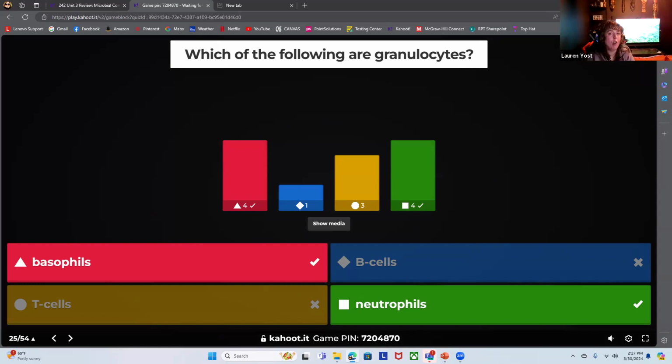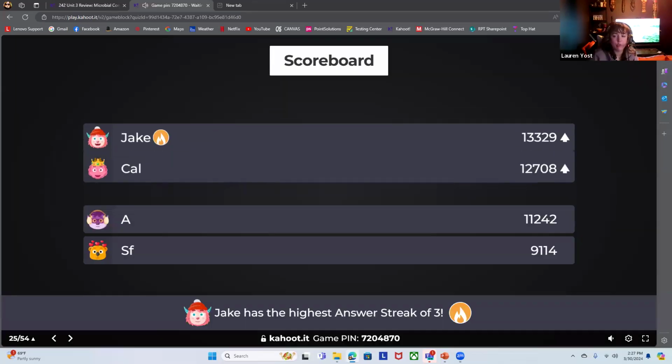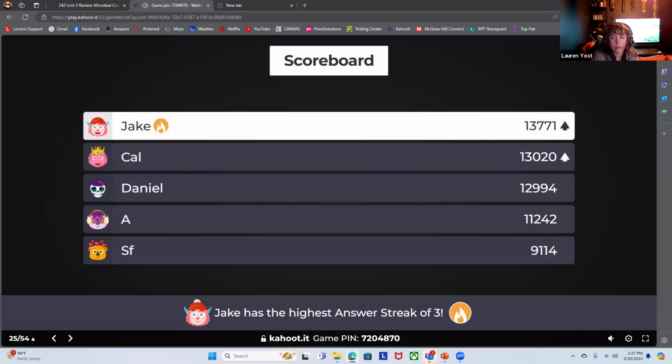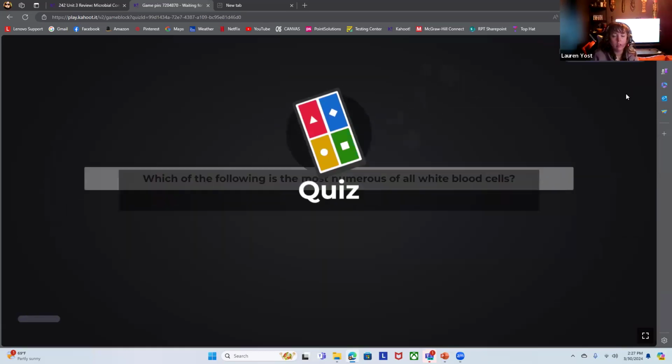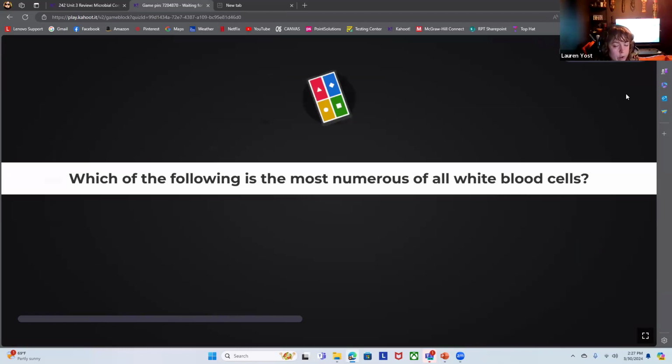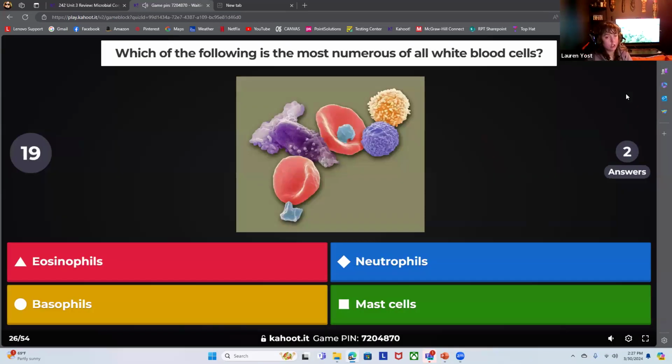But other than that, the granulocytes are going to end in phil, like neutrophils, basophils, and eosinophils. They're the main three that you would need to know. All right, so which of the following is the most numerous of all of the white blood cells, or should be the most numerous?